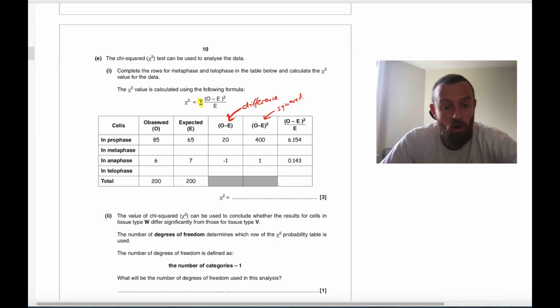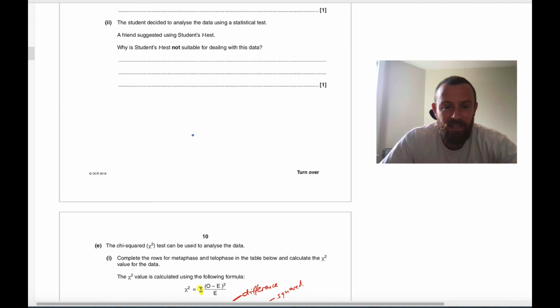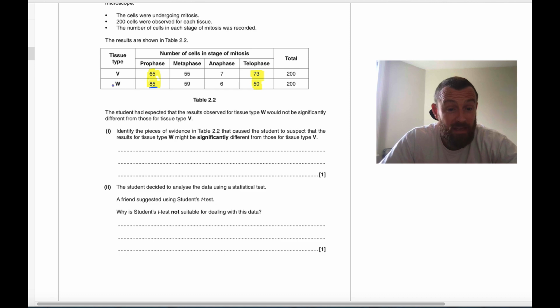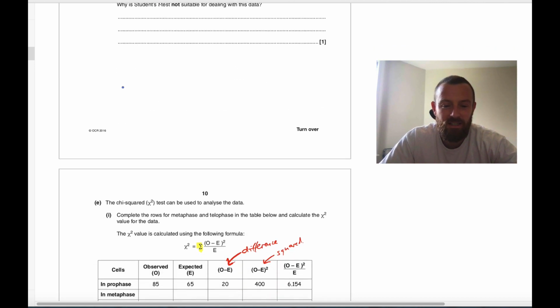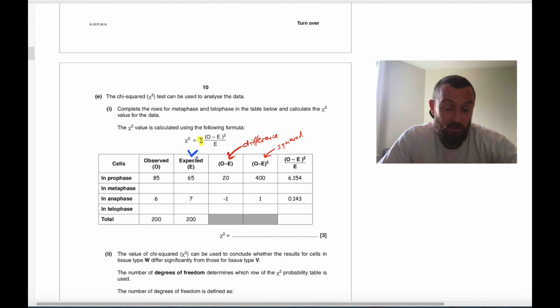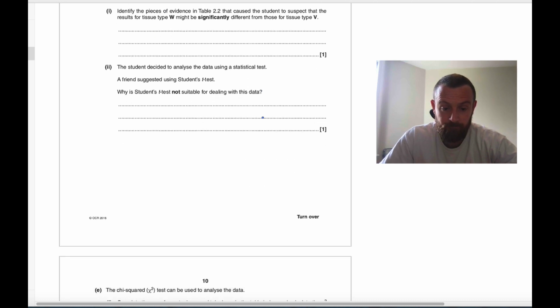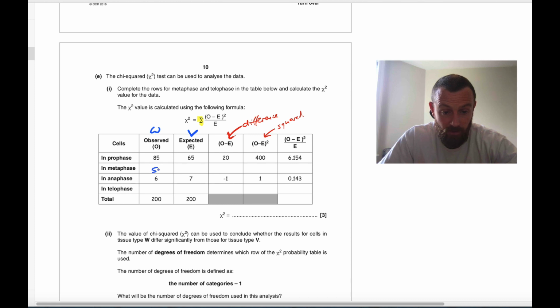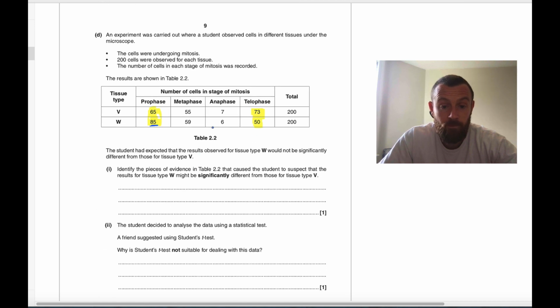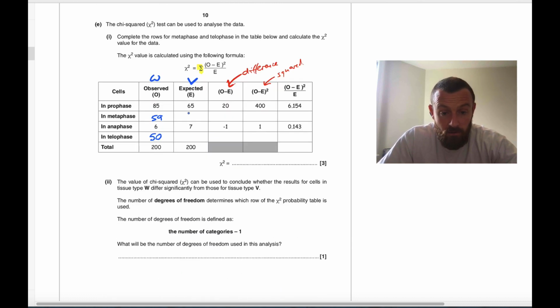Okay, so first of all, we need to get our observed and expected values. The expected values are tissue type V, and the observed is W, because what we expect is that everything would be the same as V, and then we look at W. So first, the observed, that's W. We're going 85, 59, 6, and 50. And then the expected is 65, 55, 7, 73.